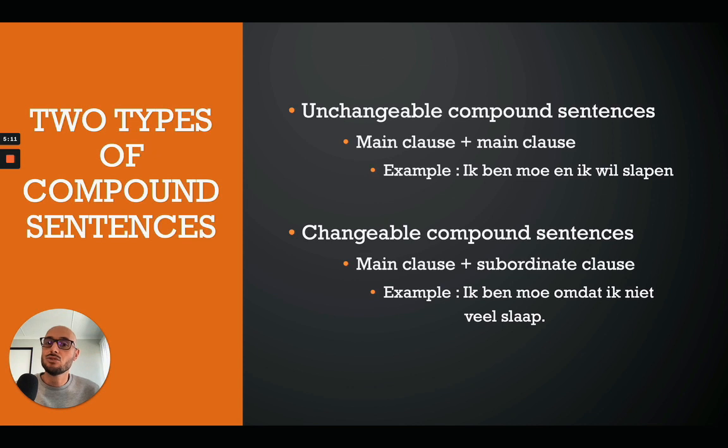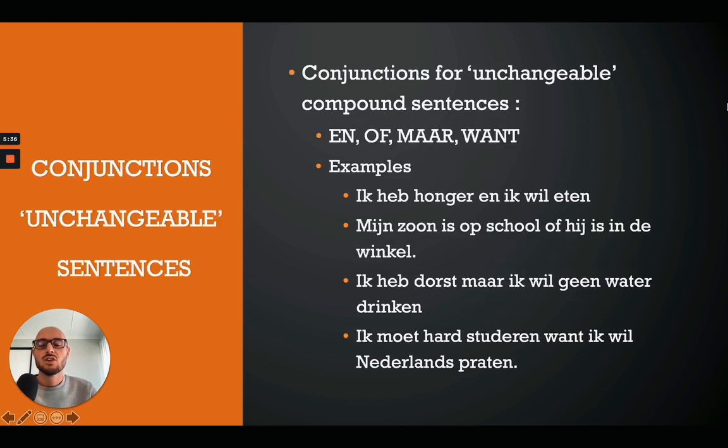Now, these are the two different compound sentences we have in Dutch, and now I will explain to you when a compound sentence is unchangeable and when a compound sentence is changeable. Note this is something quite difficult in the Dutch language. At the beginning, it will be quite confusing, but I will give you some hints to make this a little bit easier. So what is the best way to know whether compound sentences are unchangeable or changeable?